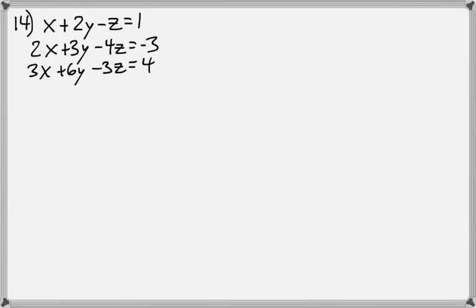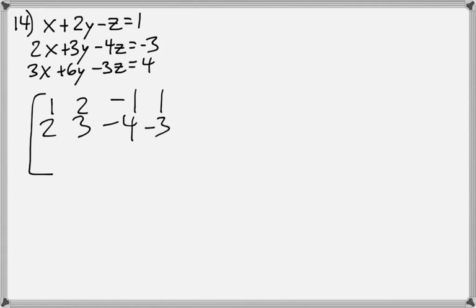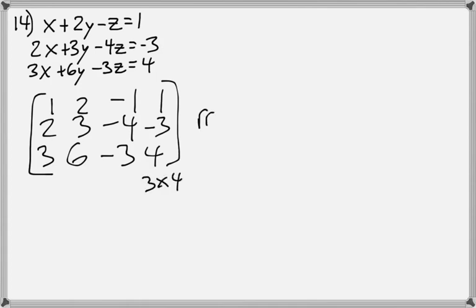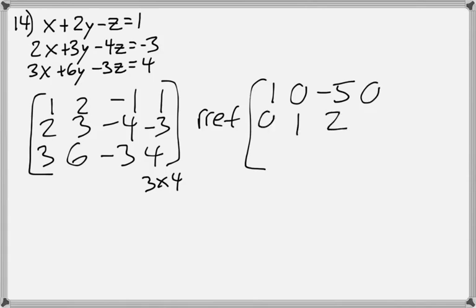Question number 14, I'm going to solve using a matrix. So this will be 1, 2, negative 1, 1, 2, 3, negative 4, negative 3, 3, 6, negative 3, 4. And this is a 3 by 4 matrix. So if you do the RREF on the calculator, it's going to get you 1, 0, negative 5, 0, 0, 1, 2, 0, 0, 0, 0, 1.